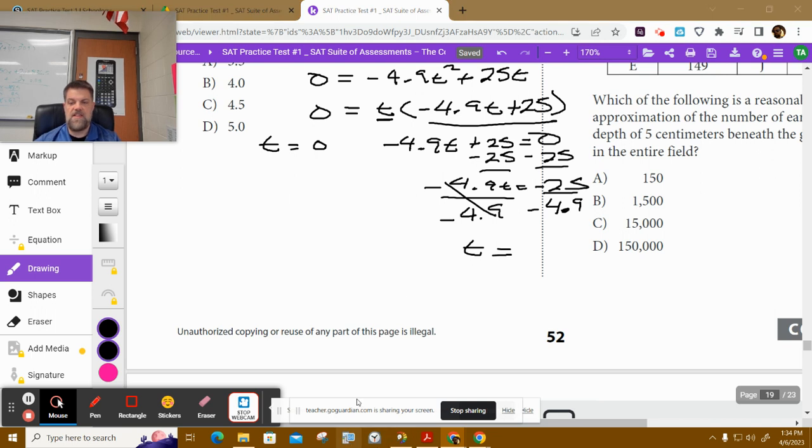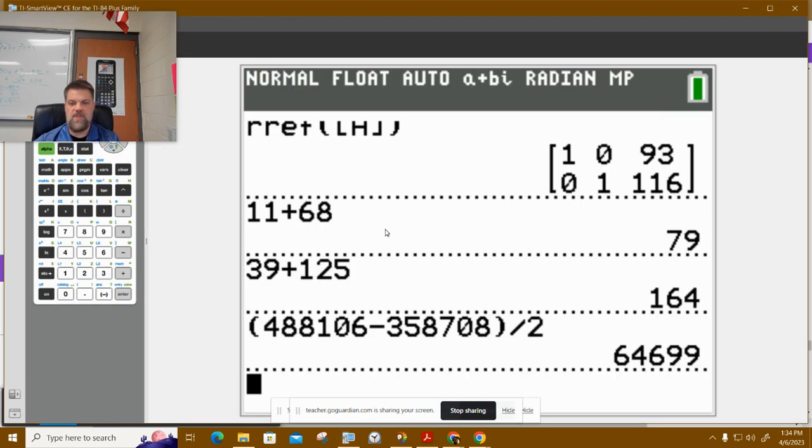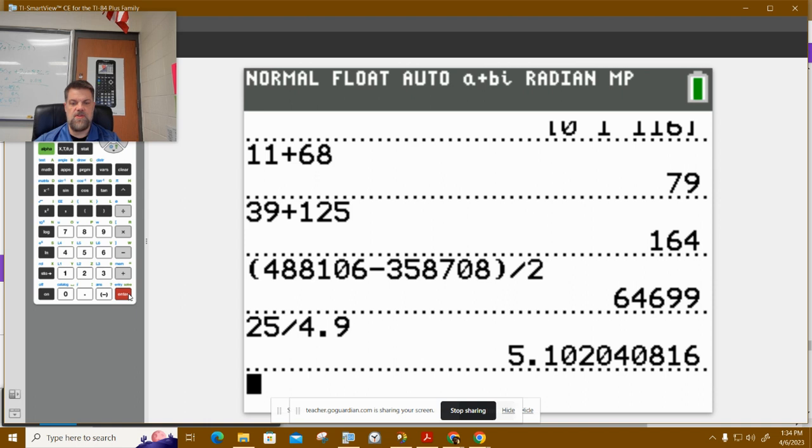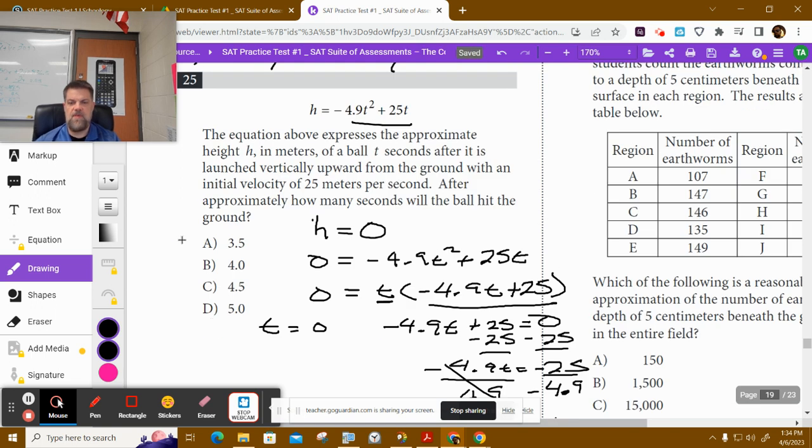Yeah, so let's see. I'm going to say 25. It'd be a little bit over 5. I think it'd be close to 5.1. So we're going to say 25 divided by 4.9. Remember that the negatives will cancel. So that'd be about 5.1 something. So about what time would it be? How many seconds would it be? Well, the closest one would be 5. Does that make sense?